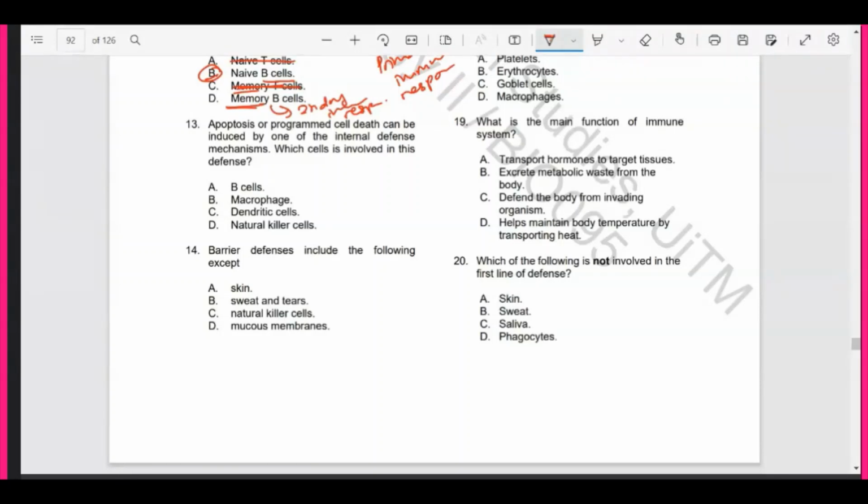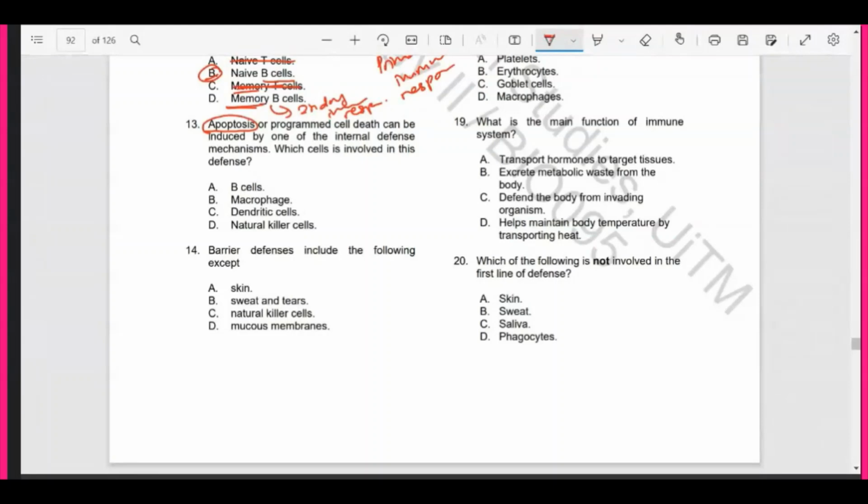Apoptosis or programmed cell death can be induced by one of the internal defense mechanism. Which cells is involved in this defense? Natural killer cells. Saya tak tahu sangat ada. Apoptosis yang tadi sama ada natural killer cell ataupun cytotoxic T cell destroys infected body cell. Apoptosis is programmed cell death. It causes infected body cell to be destroyed, okay, by the release of perforin and also granzyme.